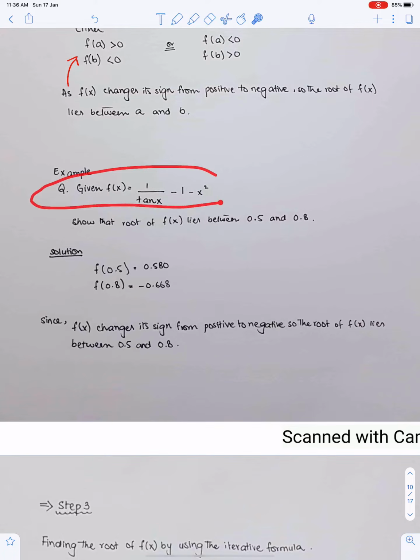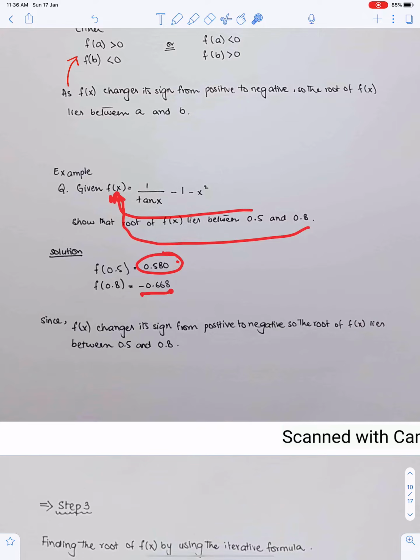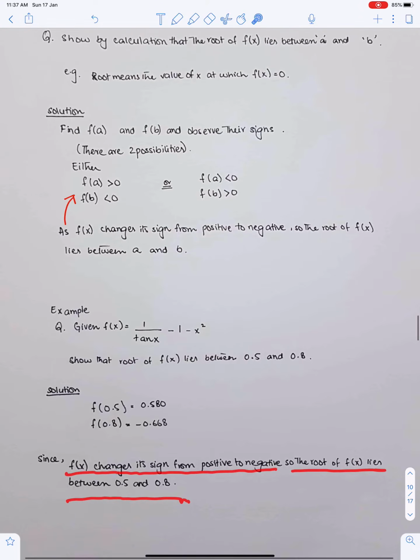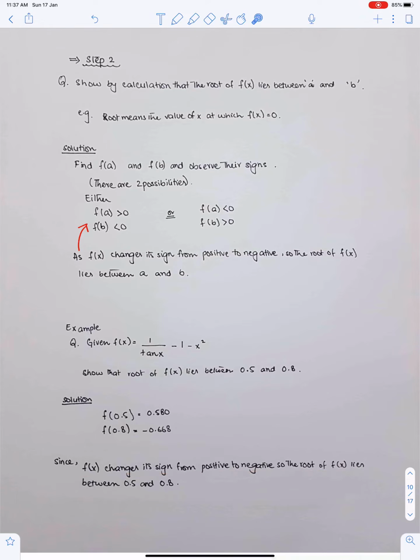Example. This equation is given and the question is show that the root of f(x) lies between 0.5 and 0.8. Make sure your calculator is in radian mode. So when you put 0.5 here, you'll get this answer, and you put 0.8 here, you'll get this answer. Since f(x) changes its sign from positive to negative, this answer is greater than 0 and this answer is negative, less than 0. So the root of f(x) lies between 0.5 and 0.8. This is the way to do this part of the question.